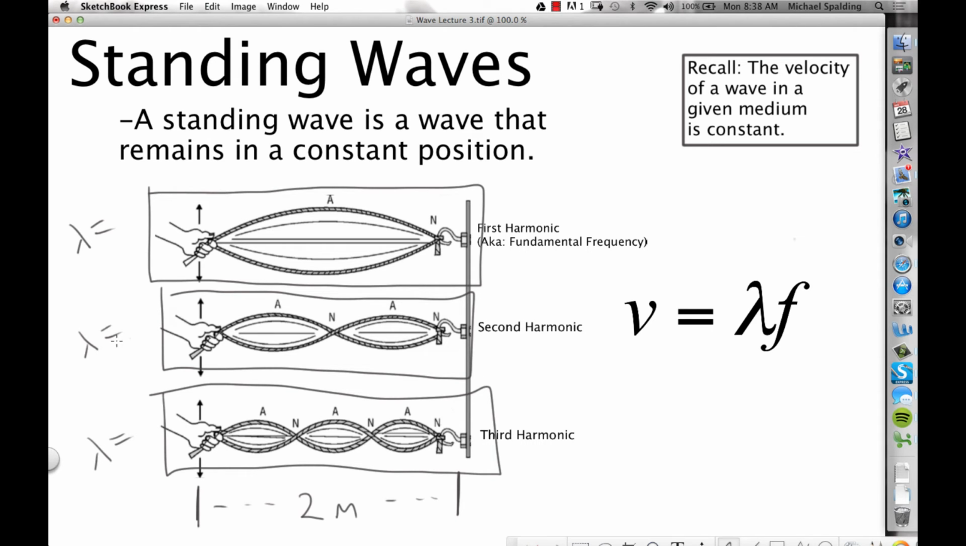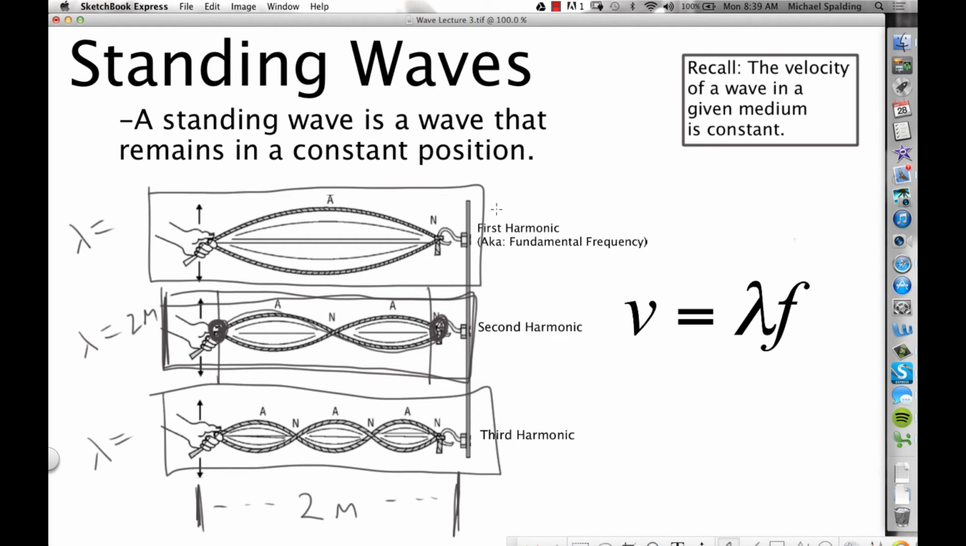Let's start with the easiest one, which is the middle. What's the wavelength of that one? It's got to be 2 meters. It's the given distance. Remember my favorite definition for wavelength: it's from one point on the wave to the next identical point. This would be one wavelength. Boom, boom, that's one complete wavelength. So the wavelength here is 2 meters.